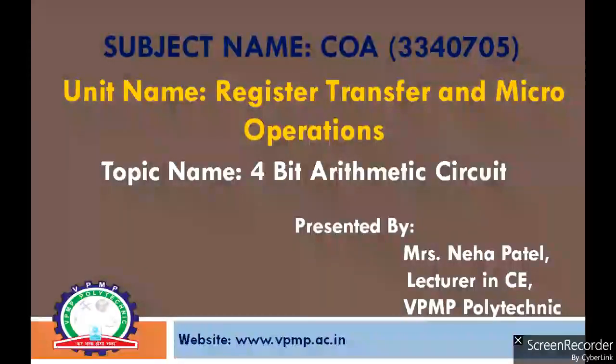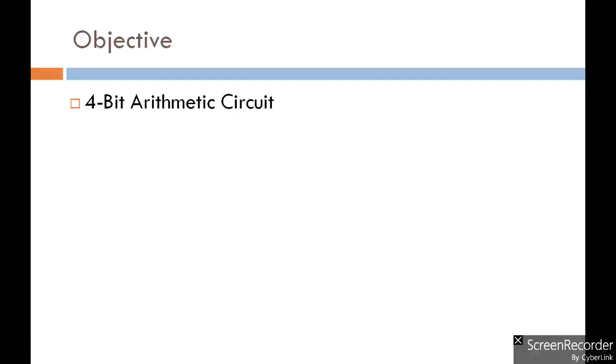Hello everyone. In today's session we will learn about the 4-bit arithmetic circuit from Unit 1, Register Transfer and Micro-operations, of the subject COA. So today's objective is to learn about the 4-bit arithmetic circuit, its function table, and we will also see how to draw a 4-bit arithmetic circuit.